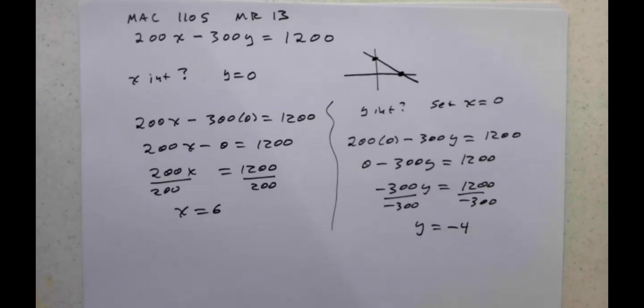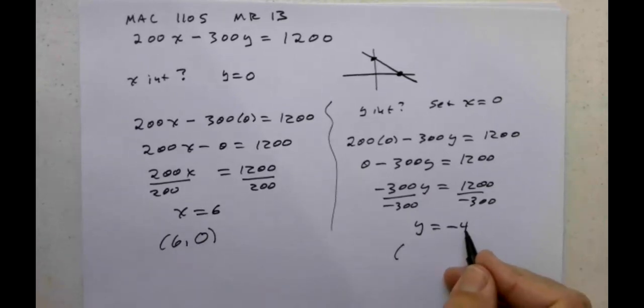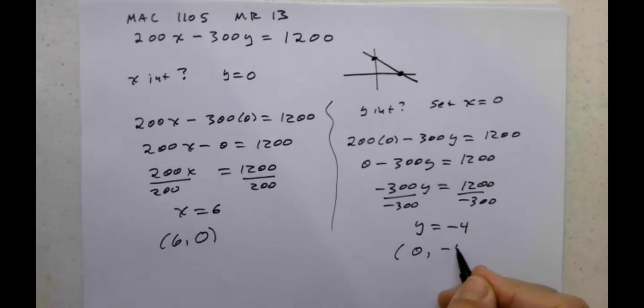So what are those points, right? The x-intercept is 6 and the y value is 0. 6, 0 is the x-intercept. The y-intercept, the y value is negative 4 and the x value is 0. So we have those two intercepts. Now I want to take a look at those 2 points and determine what the equation is going to be.